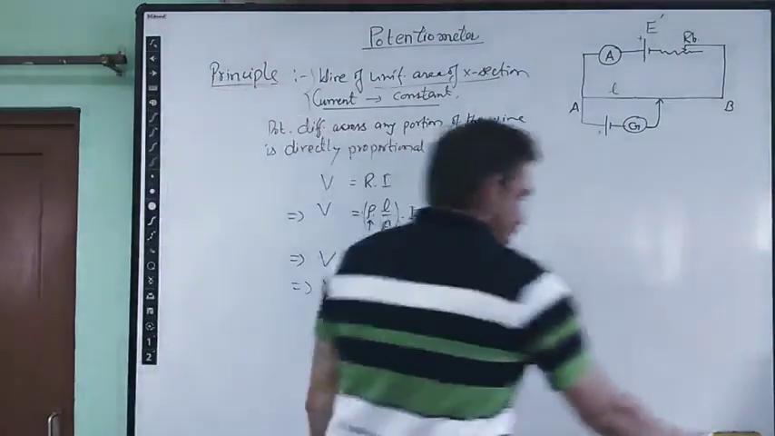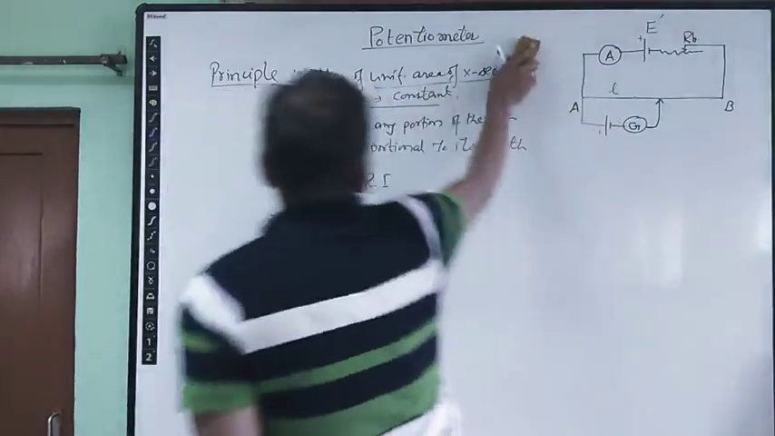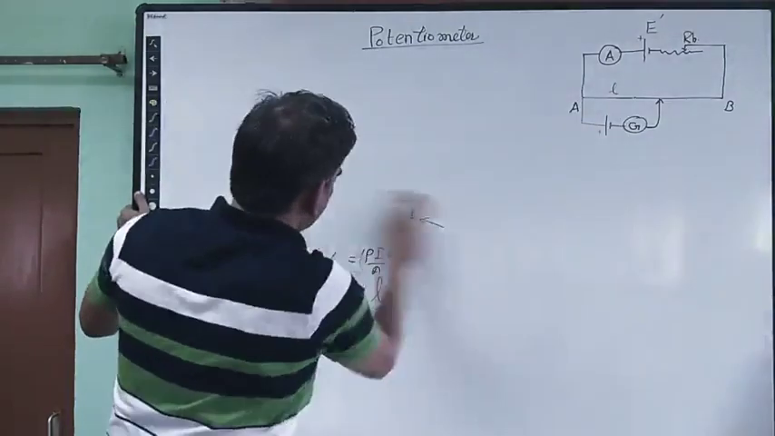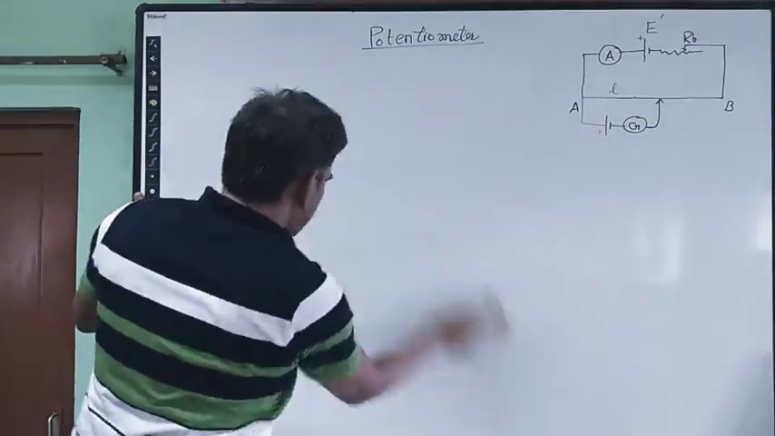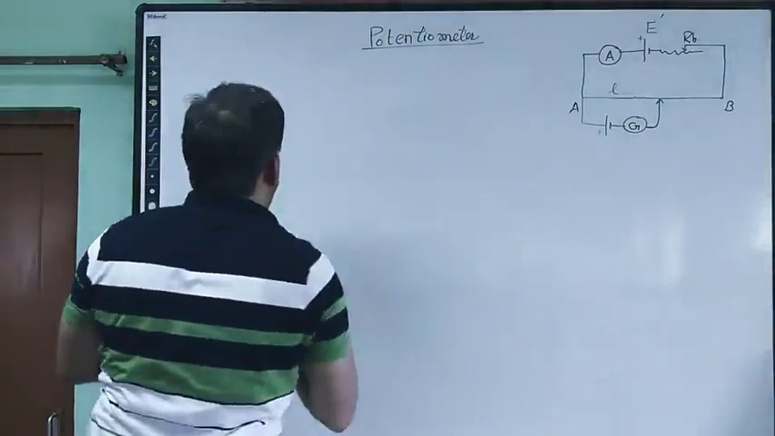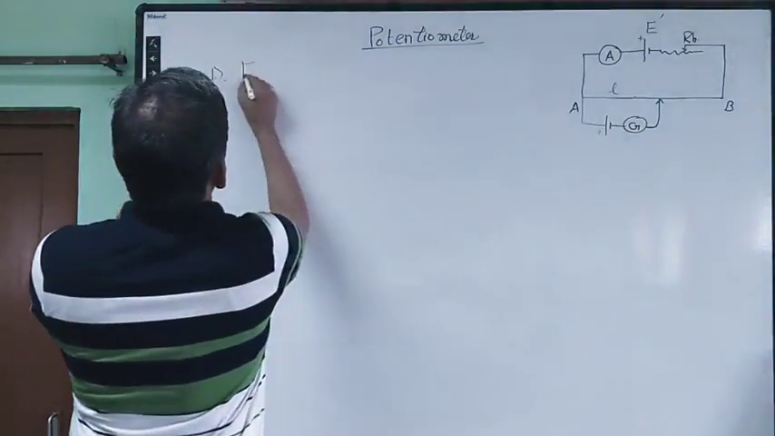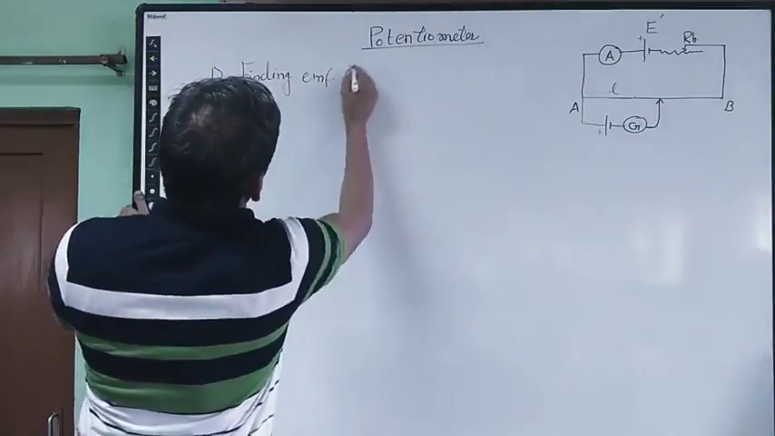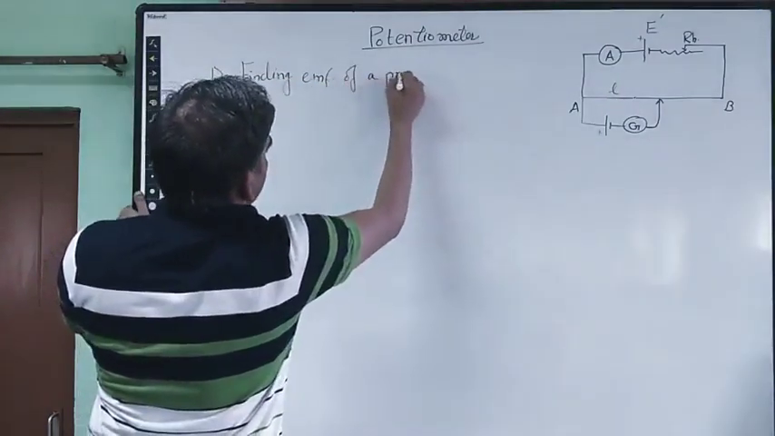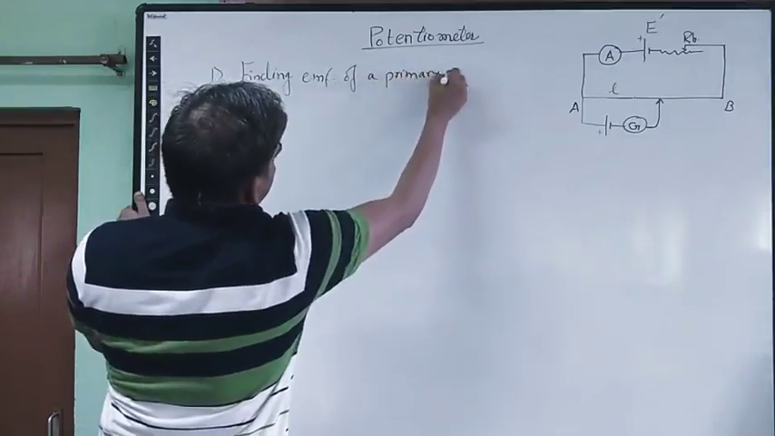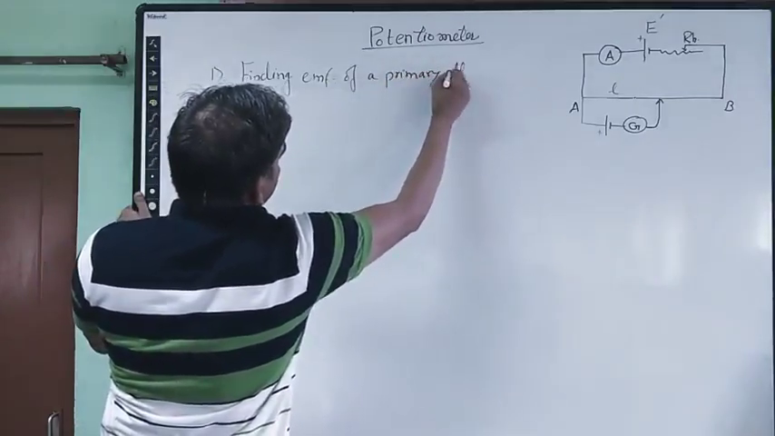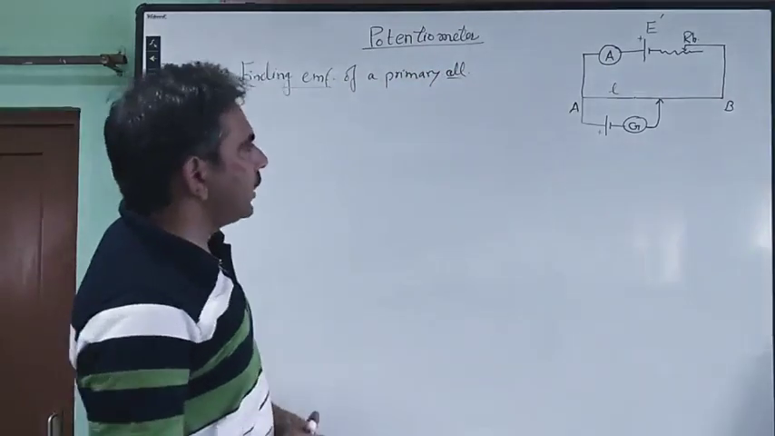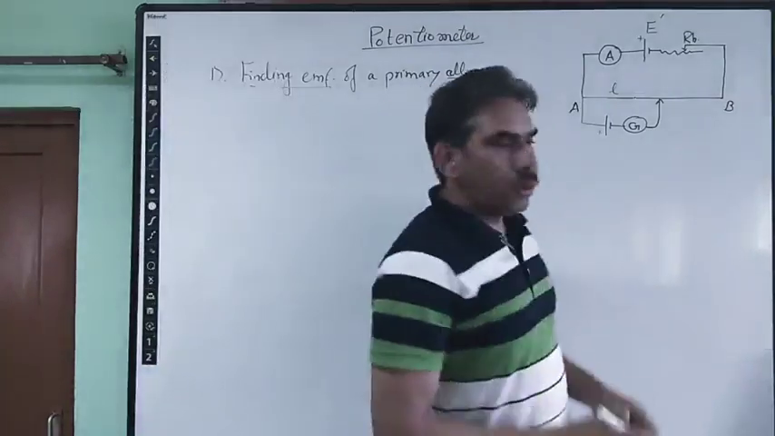So if this is the potentiometer, what use can we make of it? The very first use or application of the potentiometer is finding the EMF of a primary cell. Right? So how do we find the EMF of the primary cell or any cell?